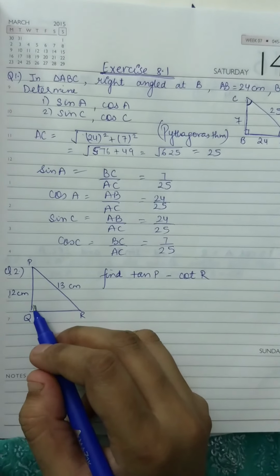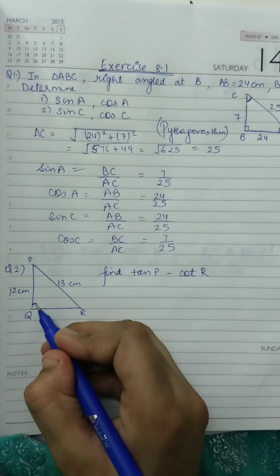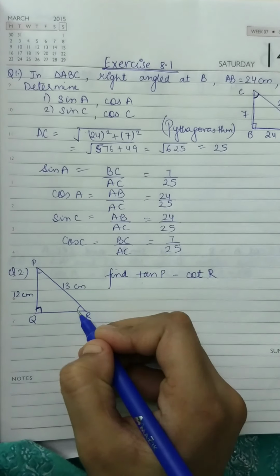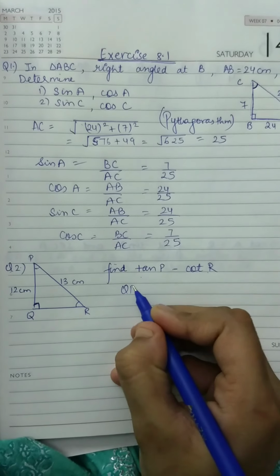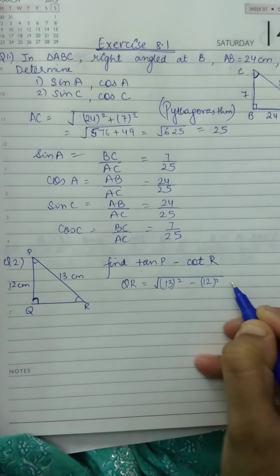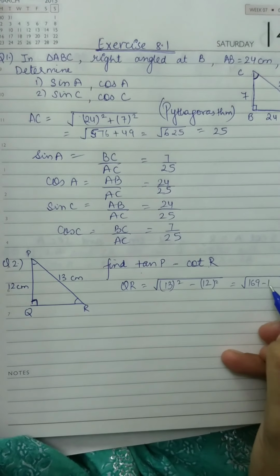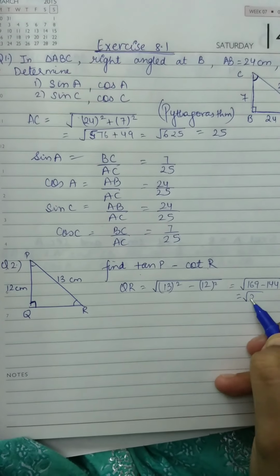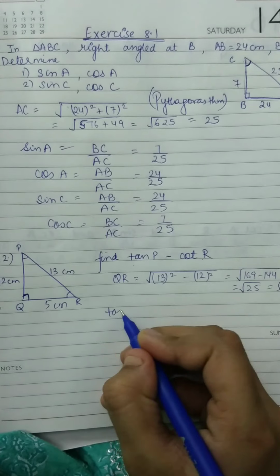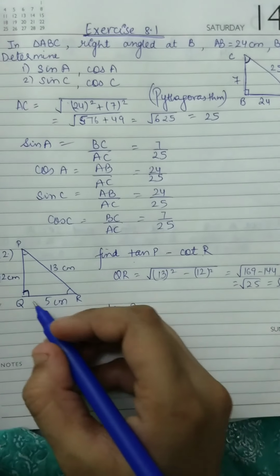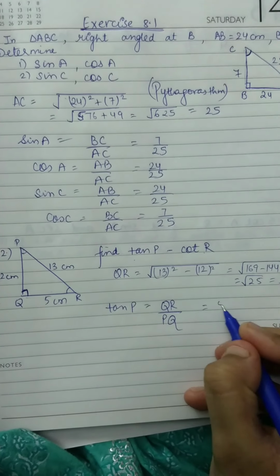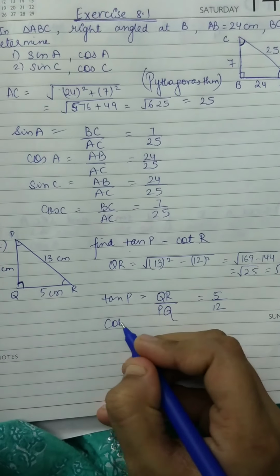Next, we have been given a triangle PQR right angled at Q. We have to find tan P minus cot R. First, find QR by the Pythagoras theorem, which gives us 13 square minus 12 square, root 169 minus 144, root 25 is 5. So QR is 5 centimeter. Now tan P. Tan P is the side opposite to angle P upon adjacent to angle P, which is 5 upon 12.